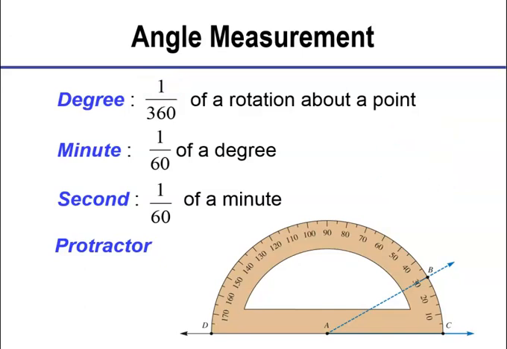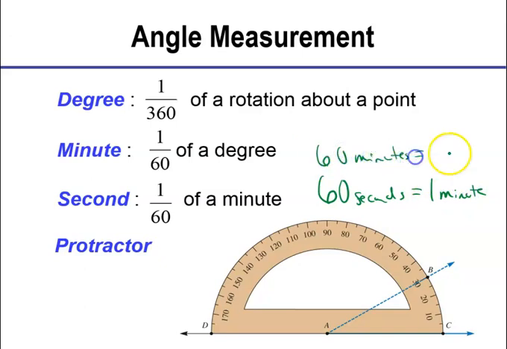Now I kind of like to write this a different way too. So you know that 60 seconds is equal to 1 minute. And then we know 60 minutes, just like time, is equal to 1 degree.